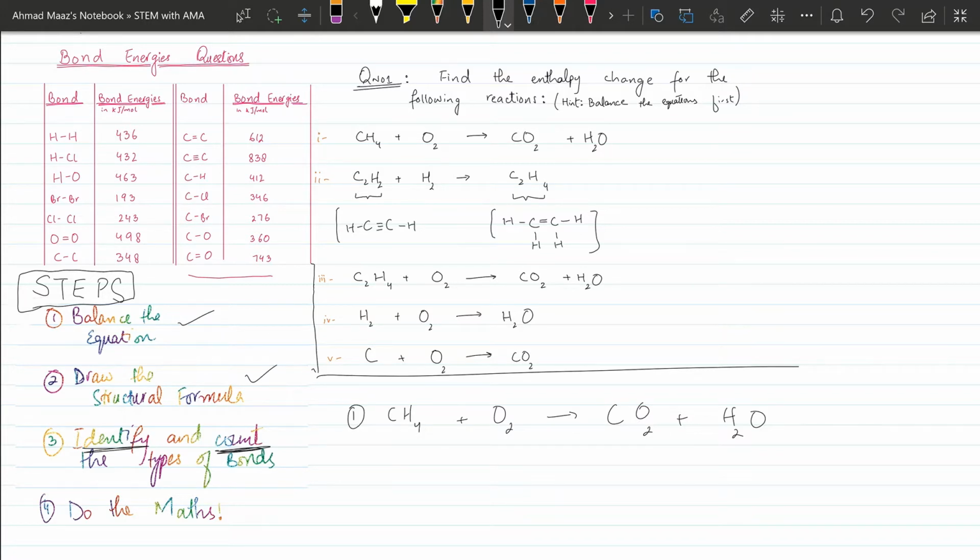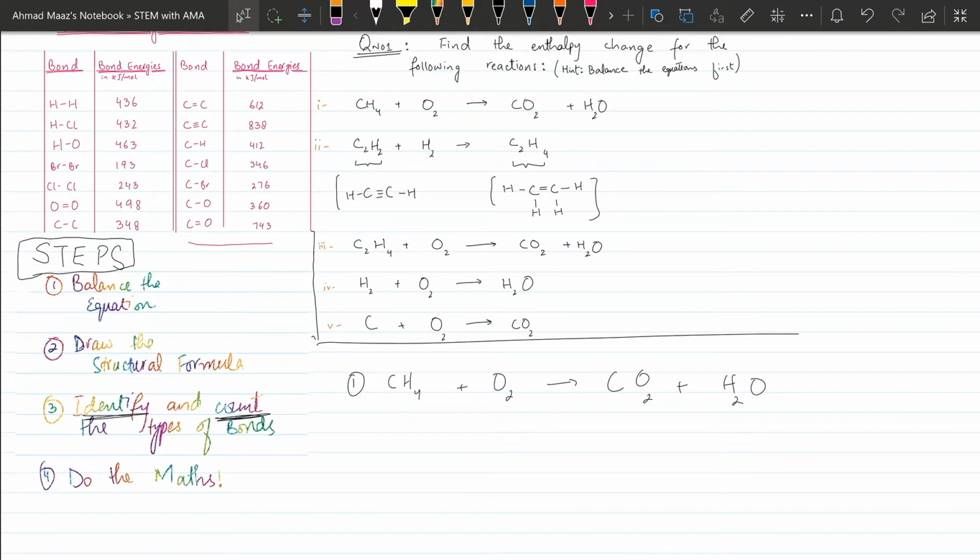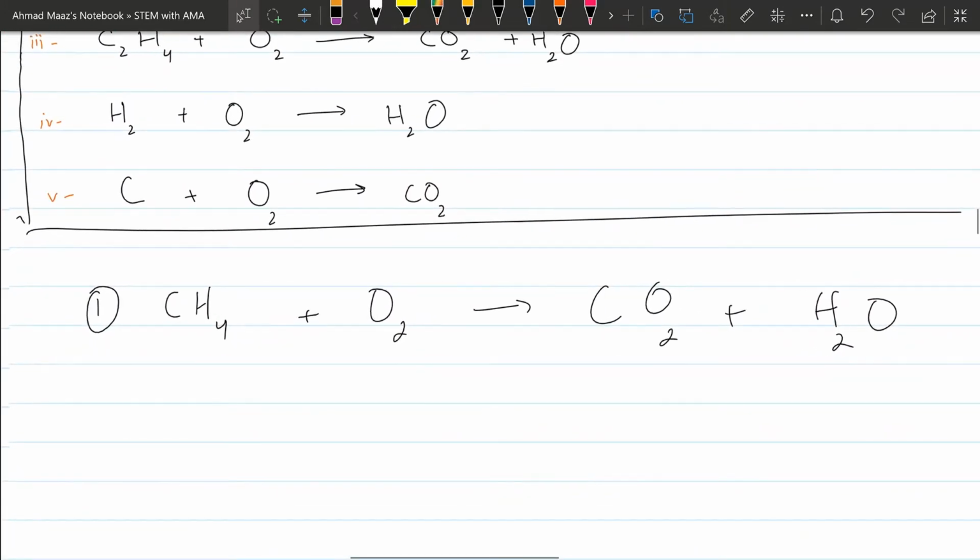Why is it necessary? Because it will help us in the third step. It will help us to identify the bonds that are present in a molecule, and then to count those bonds so that we can use the bond energies for the mathematics that is involved. So let's continue with this first example. We have to balance it first.